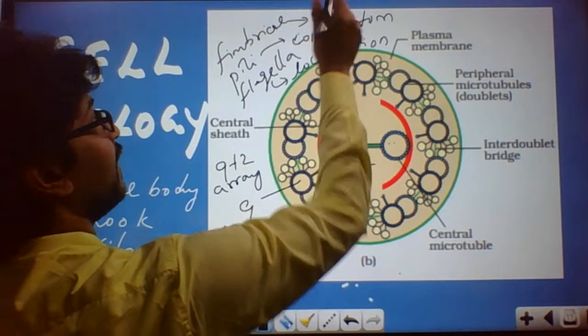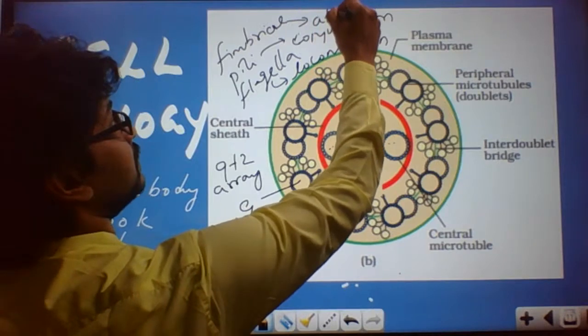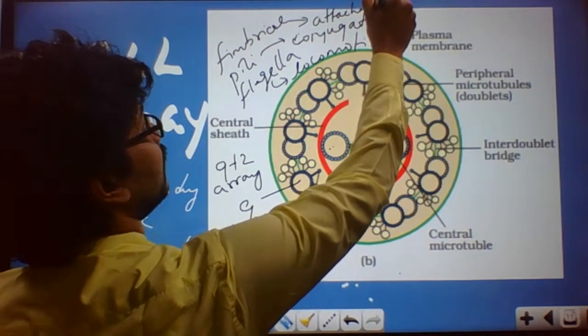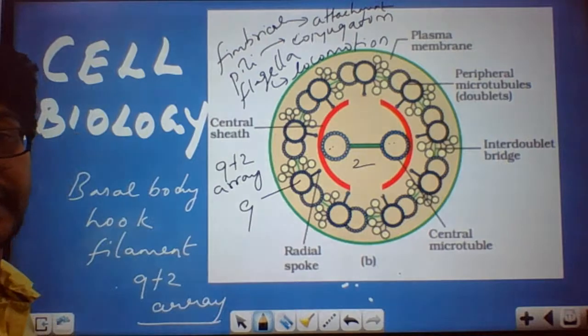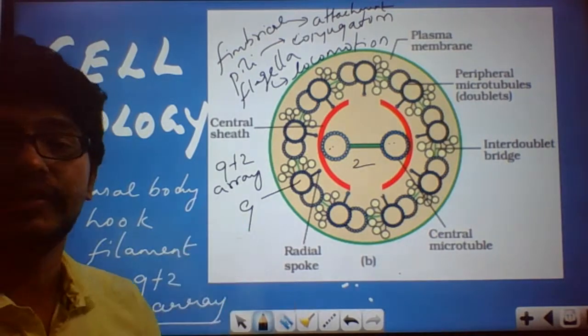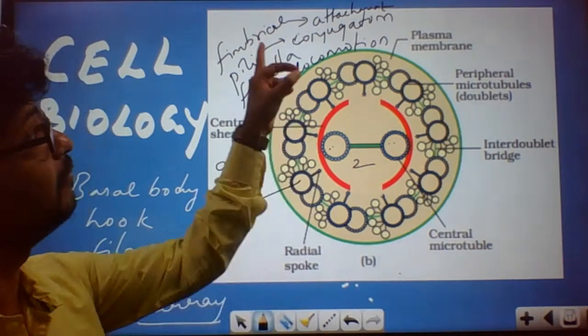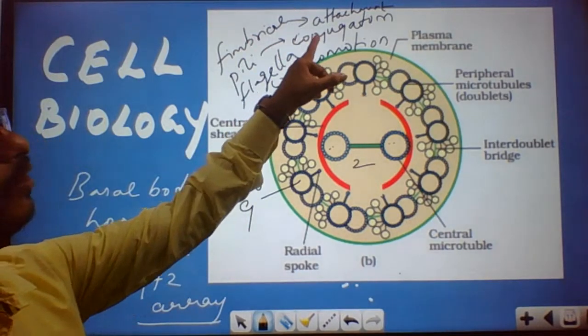So fimbriae is for adherence or for attachment. It is like in a lotic habitat, right? These microorganisms adhere onto the rocks and sticky surfaces by means of fimbriae. Pili is for conjugation.